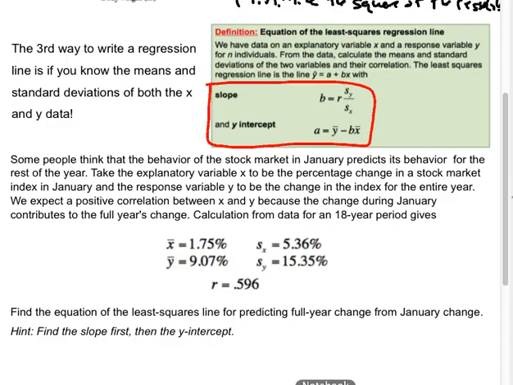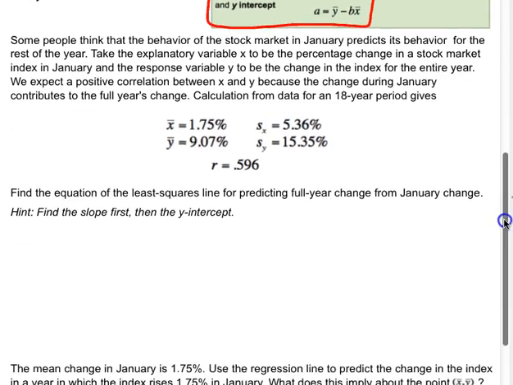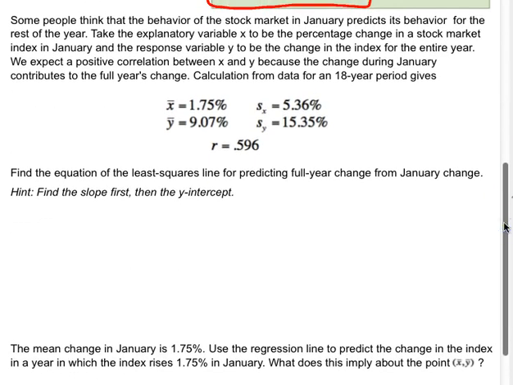So let's talk about how this is going to work, okay? Some people think that the behavior of the stock market in January predicts its behavior for the rest of the year. Take the explanatory variable X to be the percentage change in the stock market index in January, and the response variable Y to be the change in the index for the entire year.